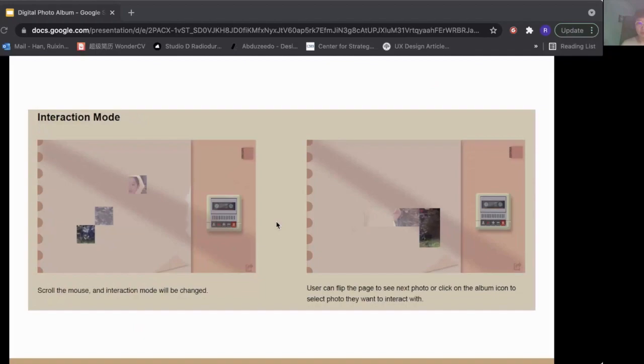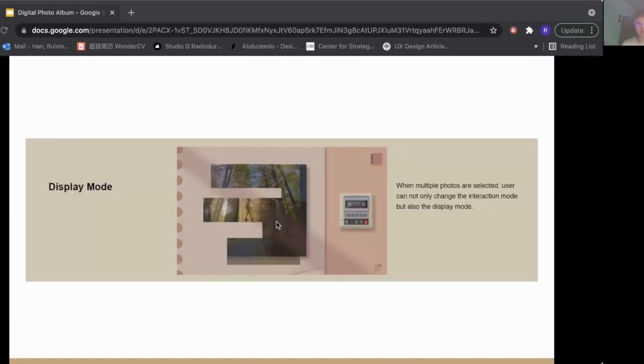And I designed the interaction mode so that the user can scroll the mouse, or they can flip the page to change the interaction mode. As you can see on the right corner, you can flip the page. And also the display mode.